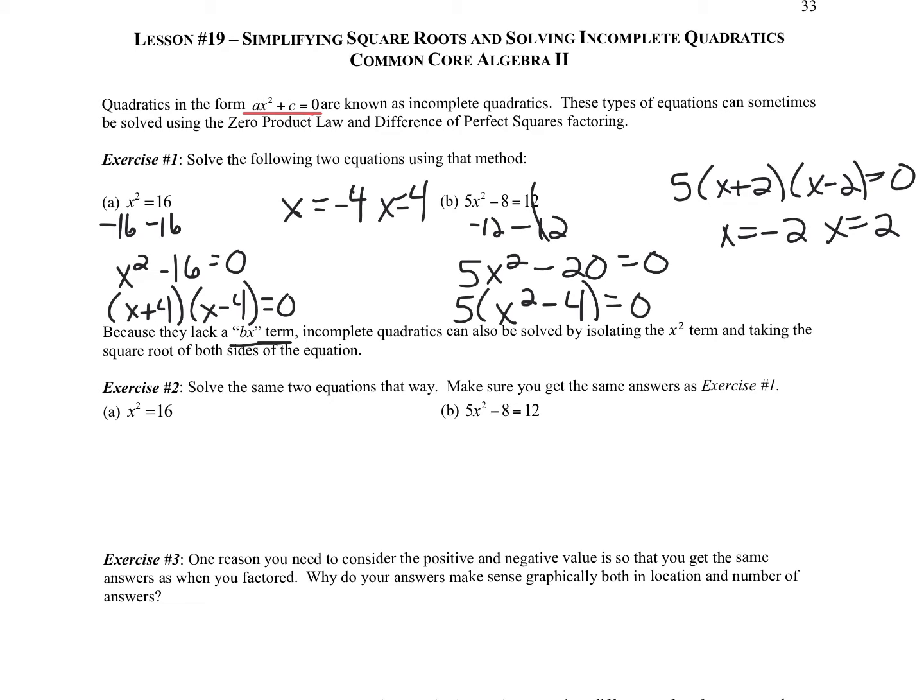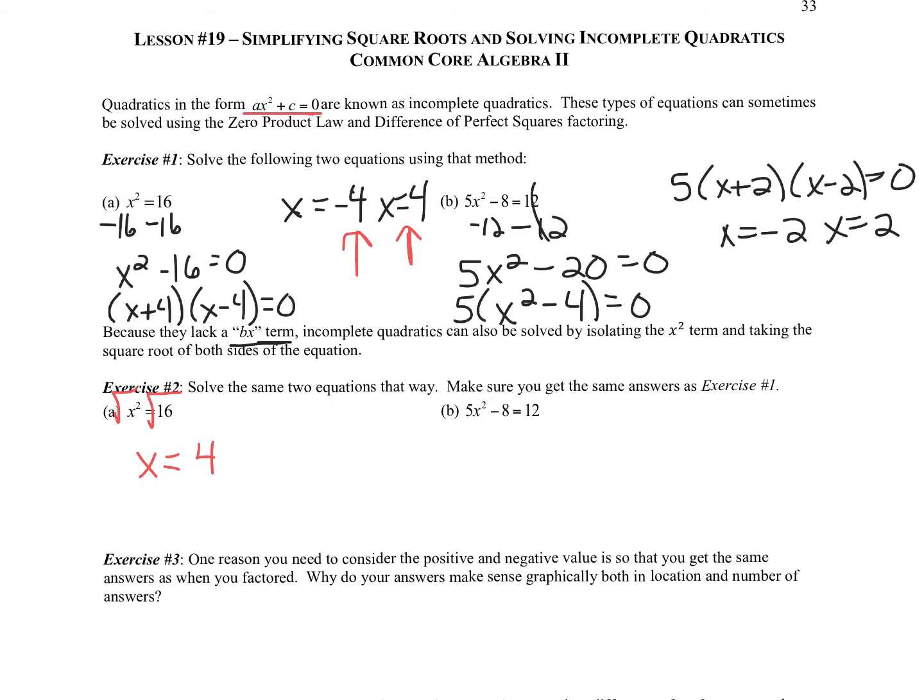Actually, this process doesn't involve setting it equal to 0 because we don't have to use factoring. Basically I'm trying to isolate the x squared just like I would isolate the x in a linear equation. This one's already done for me, right? So I just take the square root of both sides. Now the square root of 16 is 4. But if I just write that 4 is my answer, we know from the factoring method that we need two answers, a positive and a -4.